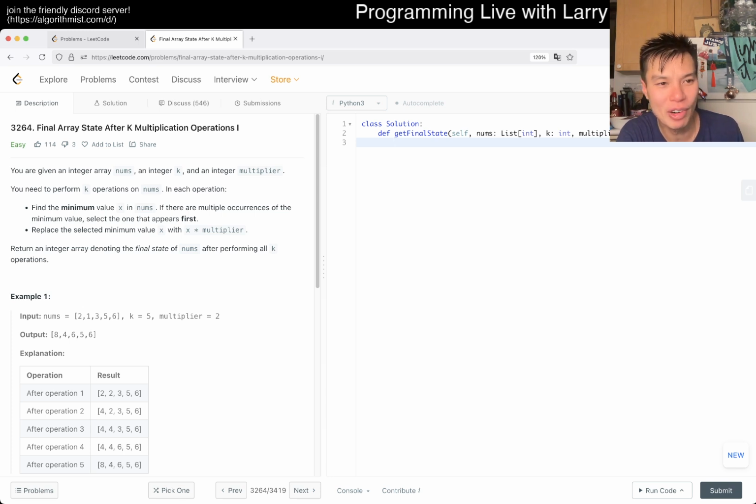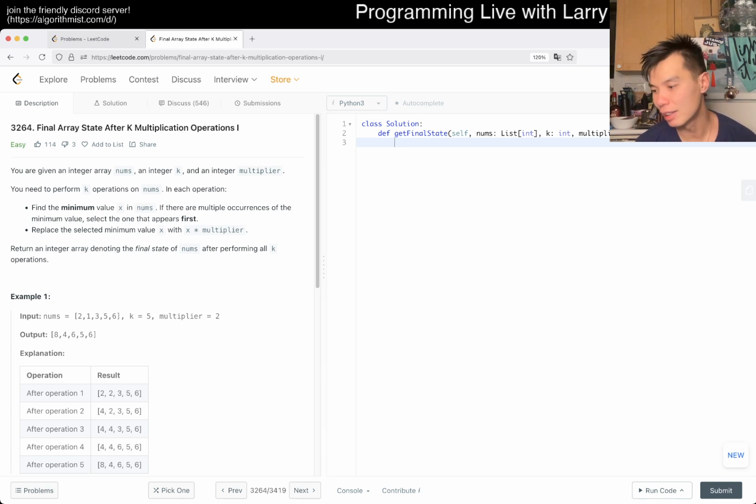But okay, let's take a look at today's problem. We have 3264, Final Array State After K Multiplication Operations 1. Okay, so what does that mean? You have nums, integer k, multiplier 2. K operations on nums. You try to find the minimum. Replace the selected. Oh, okay. So you need to keep track of the index. I mean, that's fine, right? The order matters, so you have to keep track of it. But that's fine. Basically, this is a problem where you have to repeatedly get the minimum.